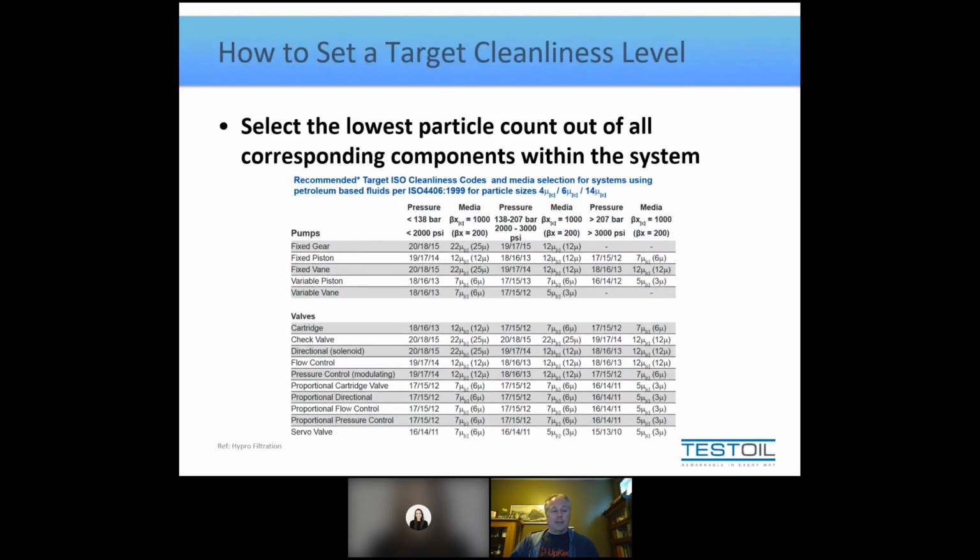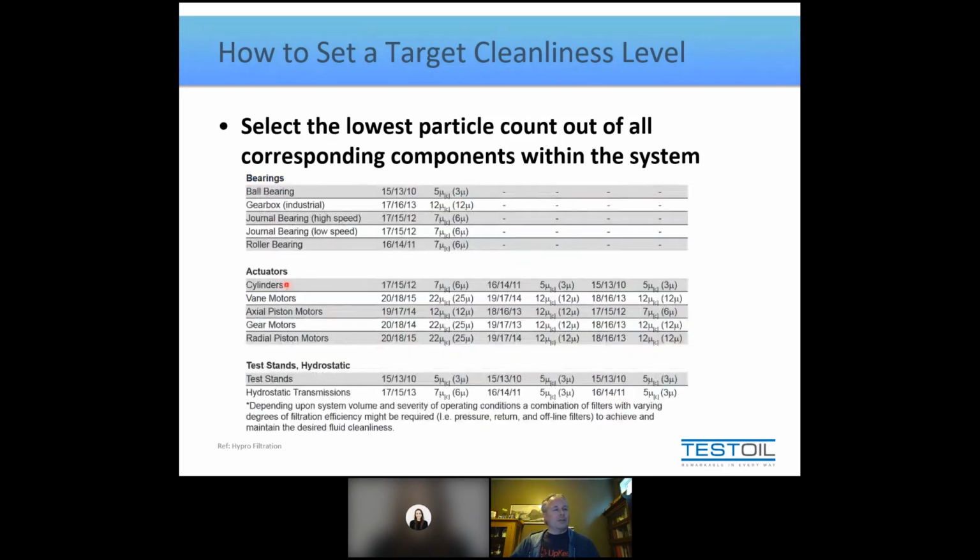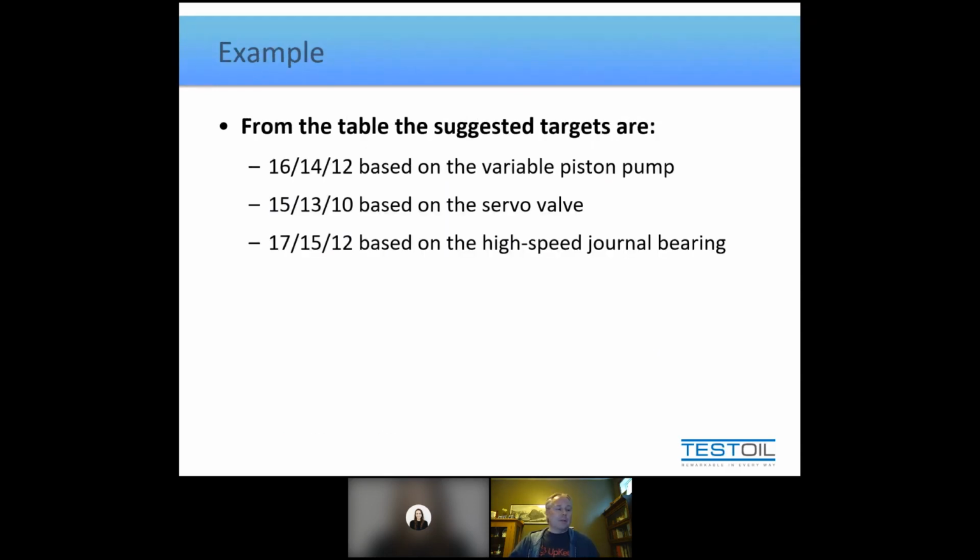And we also said there were some high-speed journal bearings in there. So we look up journal bearings right here, high speed. We look at 3,000. There's no information. We back ourselves up till we actually get some information, and lo and behold, 17, 15, 12. So in quick summary, based on what we looked up from these tables, we see that these are the recommended cleanlinesses for each of the individual components within the system.